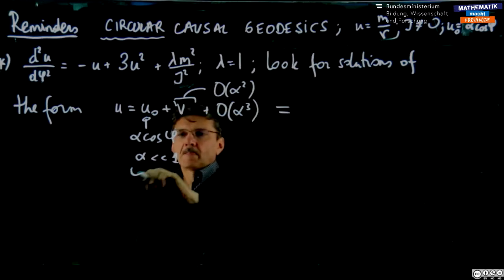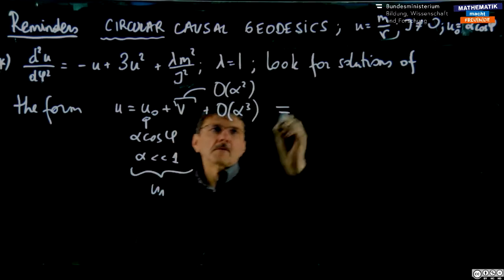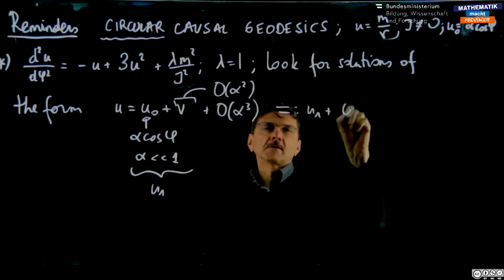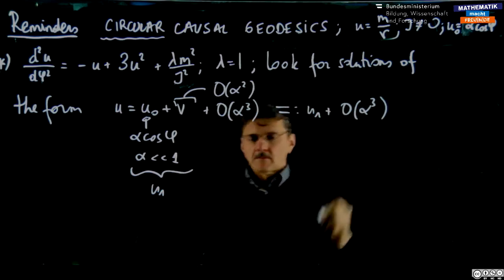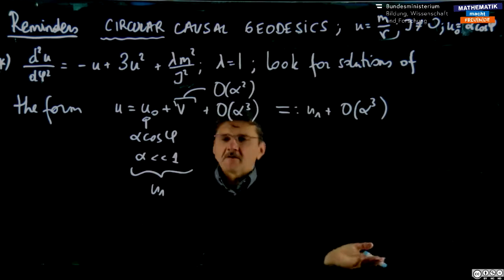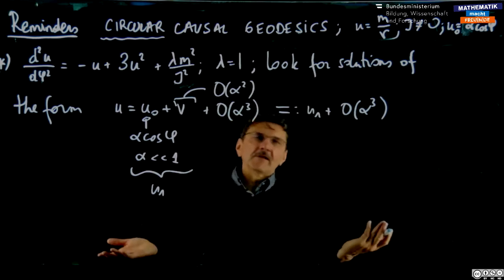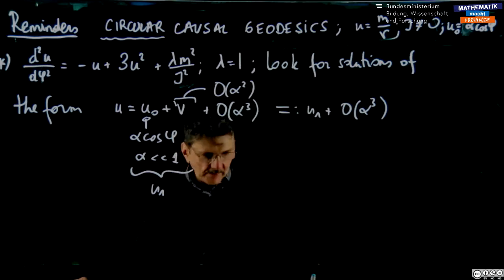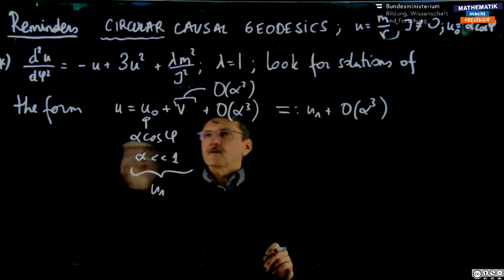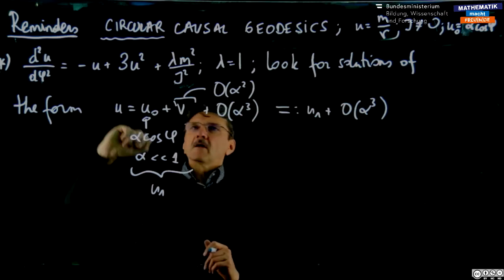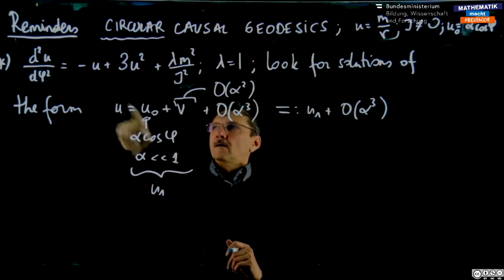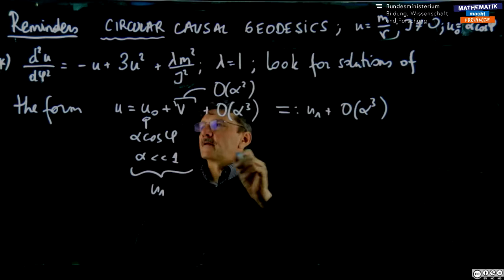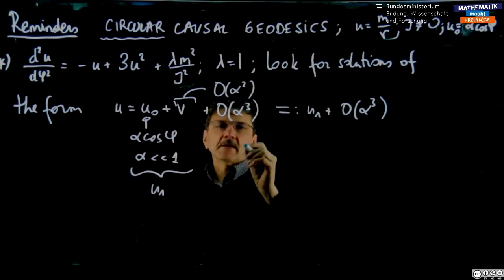So this is U1 plus order alpha cube, and see what happens. Maybe it works, maybe it doesn't. If it works, then we'll be happy. If it doesn't, then we'll have to worry. Well, this is an ansatz, and it turns out that it works. So let's write the equation that we get out of this then.